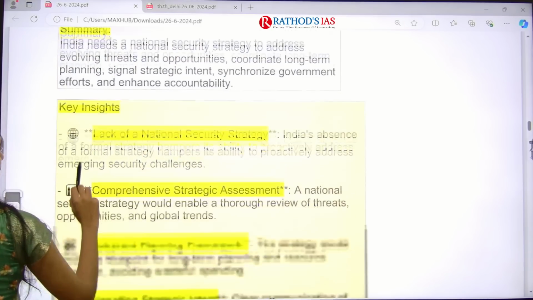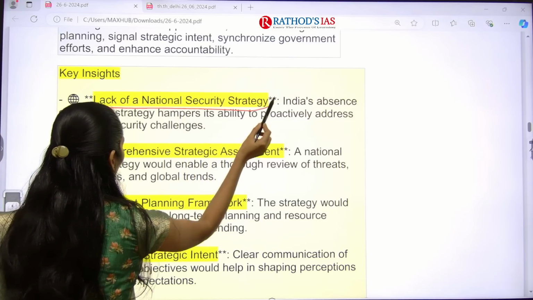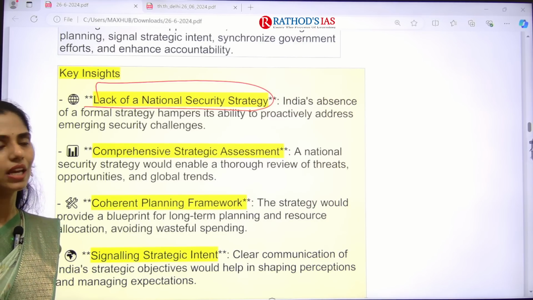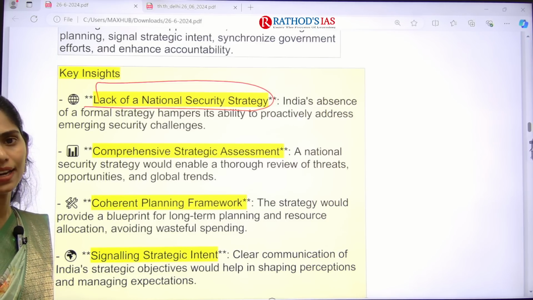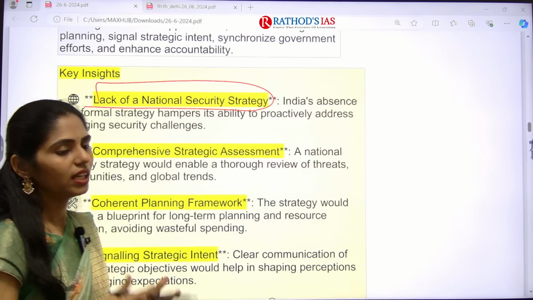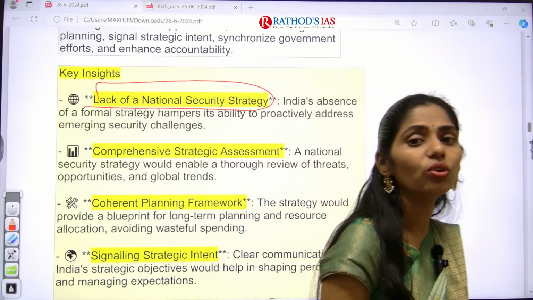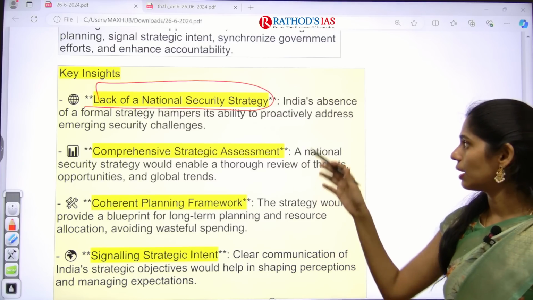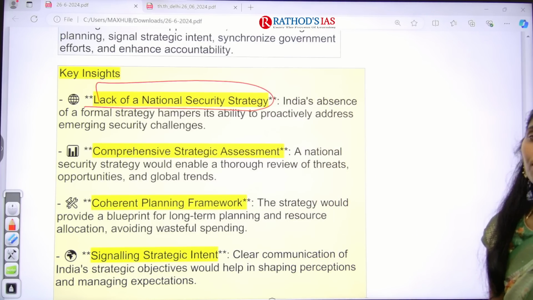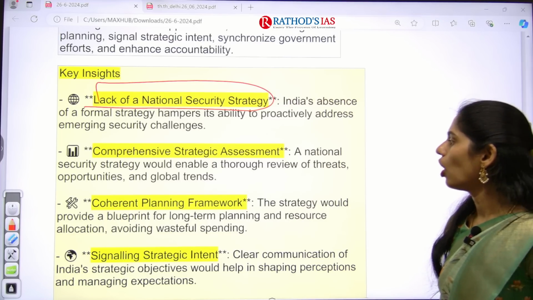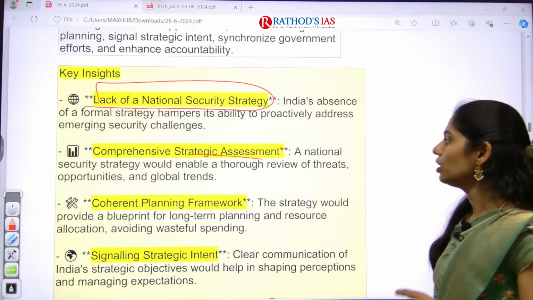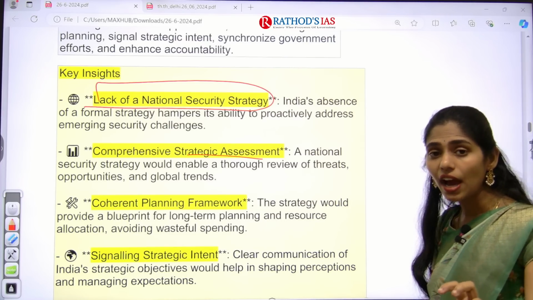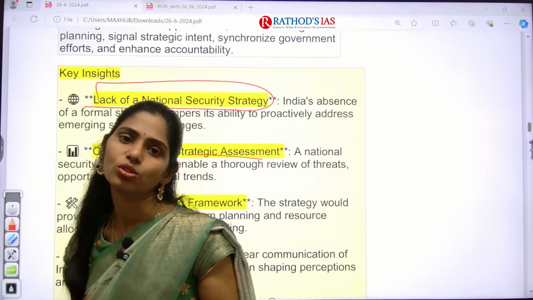Okay, so what are the key insights of this article? This article says that if you're not having this national security strategy, then what happens? It will hamper. It will reduce the ability of a country to address emerging security challenges. So if you don't have this type of strategy, then how are we going to address the challenges that we are going to get in future? So to address the future challenges itself, we need this type of strategy. And we need this national security strategy for a comprehensive strategic assessment. So we need to focus on how to review the threats, as well as what are the opportunities we have, and we have to even analyze the global threats also.